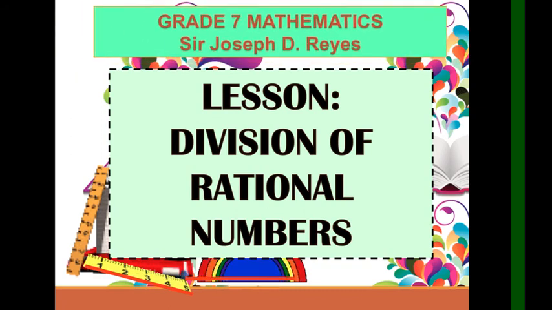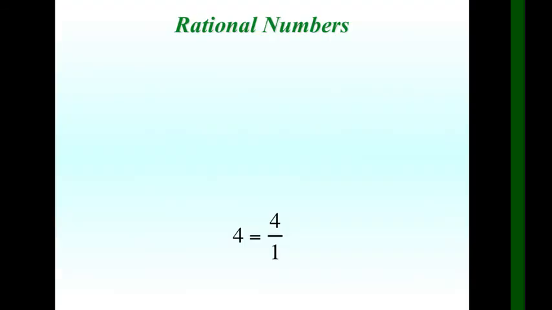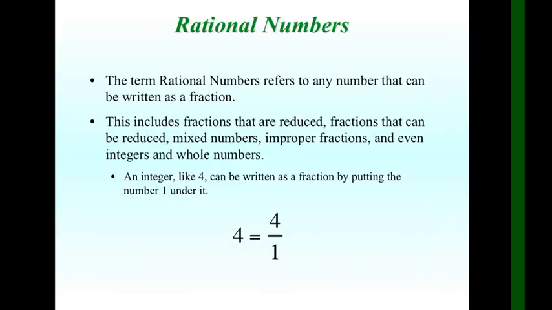And now let's proceed to our main topic for today, which is all about division of rational numbers. So kapag sinabi nating rational numbers, this refers to any number that can be written as a fraction. So lahat ng fraction, we consider them as rational numbers. This includes fractions that are reduced, fractions that can be reduced, mixed numbers, improper fractions, and even integers and whole numbers. An integer, like 4, can be written as a fraction by putting the number 1 under it.